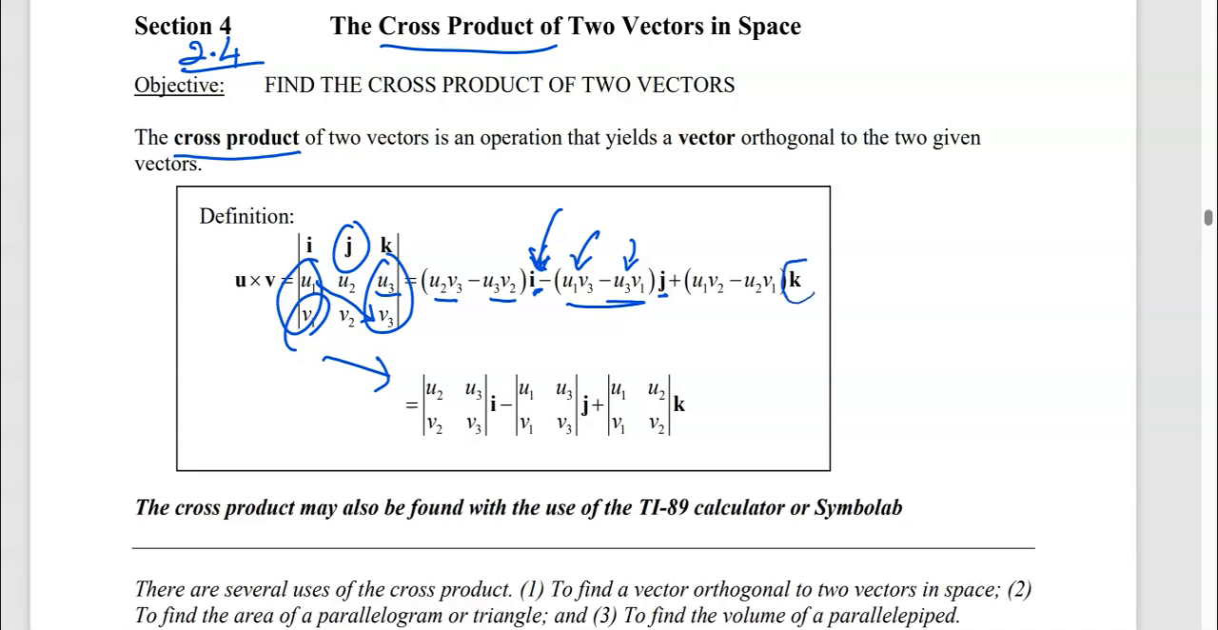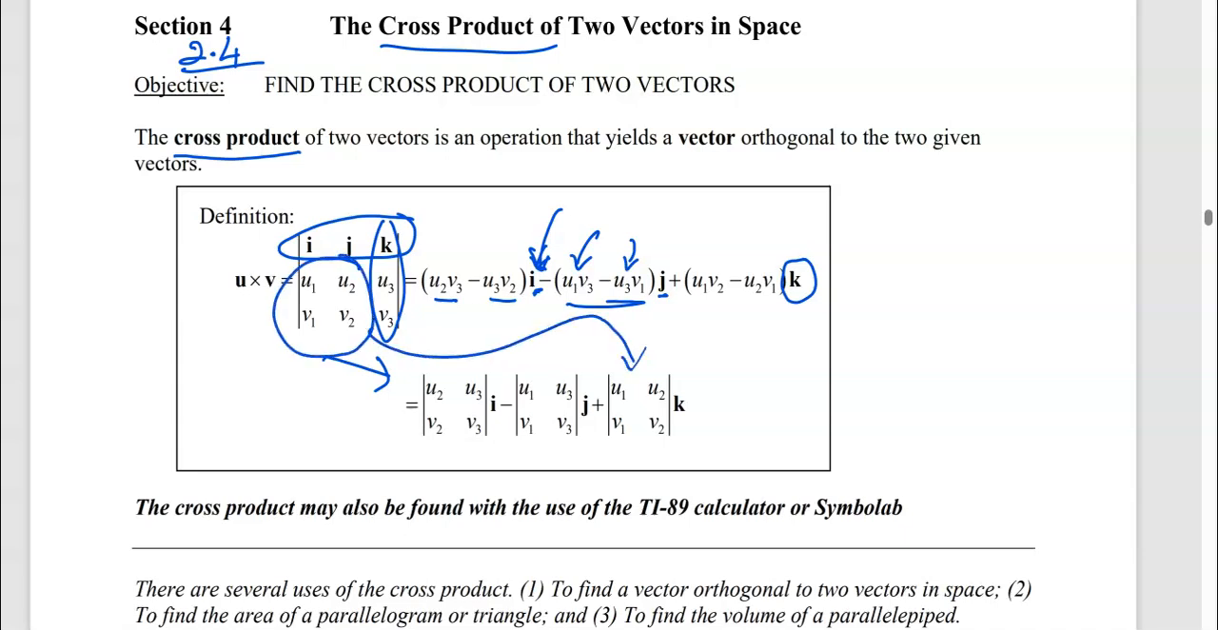Now if you look at the third, k, let me erase this again. You're going to cover this k and this guy, and what's left is this guy, and that's what it's going to copy over here. The same thing we can do for i and j too. And then again you do u1 times v2, minus v1 times u2, or u2 times v1. All right, and then you're going to k.